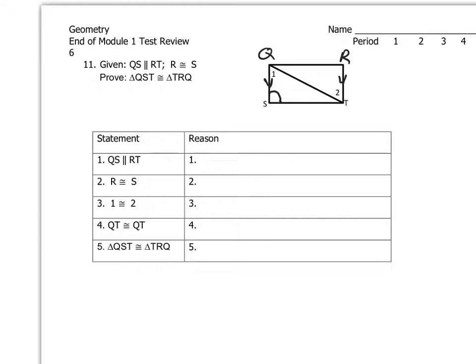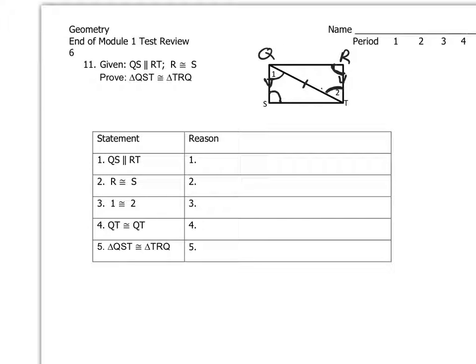I know they look like 90-degree angles, but remember, you can't go by the picture, you have to go by what they say in the proof. Alright, so we're trying to prove that triangle QST is congruent to triangle TRQ. We have a shared side right here. And let's see, we need a little bit more. And let's look at angle 1 and angle 2. Those are congruent because of the parallel lines and QT being a transversal. It makes those alternate interior.